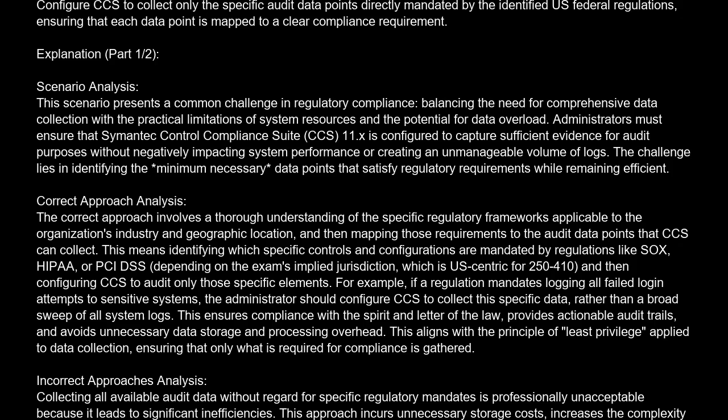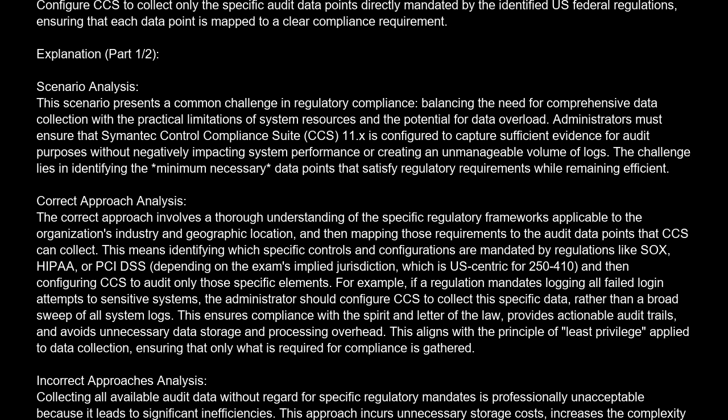The correct answer is A. Configure CCS to collect only the specific audit data points directly mandated by the identified U.S. federal regulations, ensuring that each data point is mapped to a clear compliance requirement. Explanation. Scenario analysis. This scenario presents a common challenge in regulatory compliance, balancing the need for comprehensive data collection with the practical limitations of system resources and the potential for data overload.